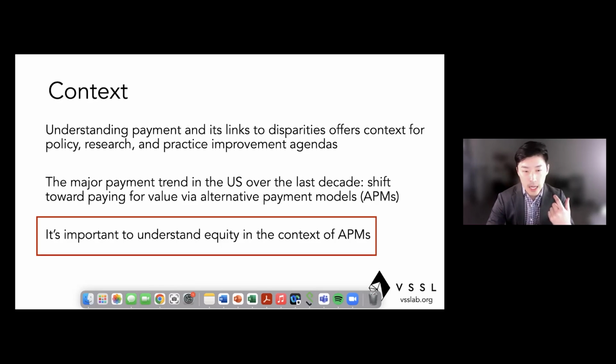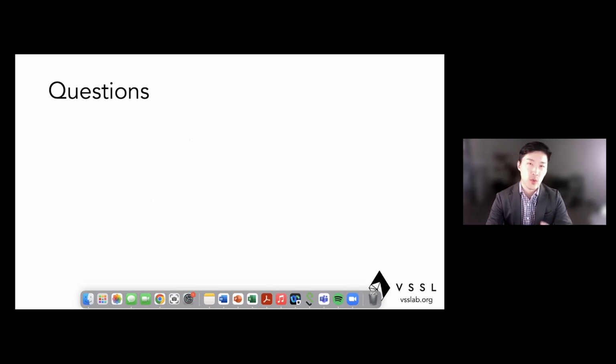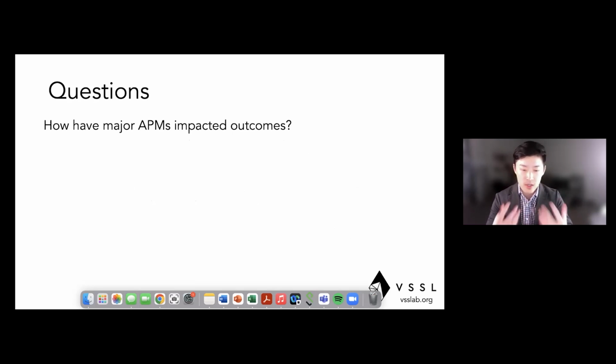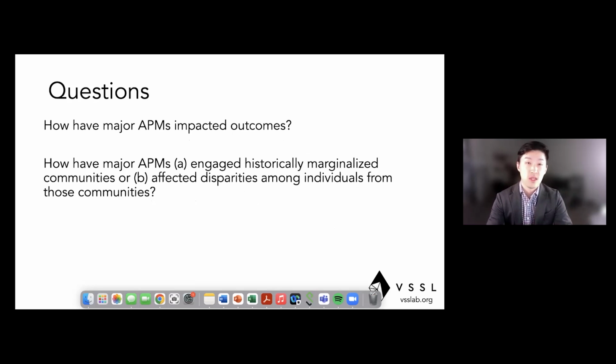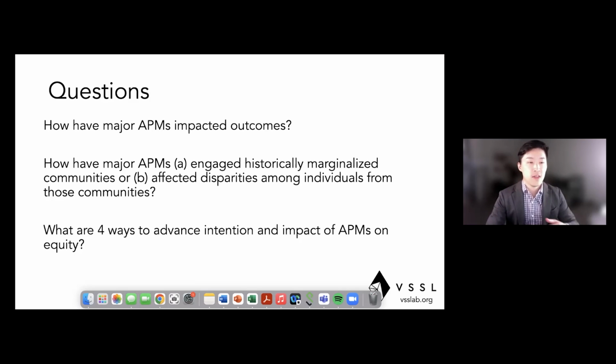So how do we begin tackling this? I think there are a few questions we want to ask. The first, which is not the main thrust of this, but really needs to be said first, is how have major APMs impacted outcomes? It's important to think about equity, but also understand how they worked. The second is then to get to that equity question and say, how have APMs engaged or been available to historically marginalized communities? And B, within those programs or models, how have they affected disparities or gaps in outcomes among individuals from those communities? And then to the extent that we still have work to do, what are some things that we can do to advance intention and impact of APMs on equity?